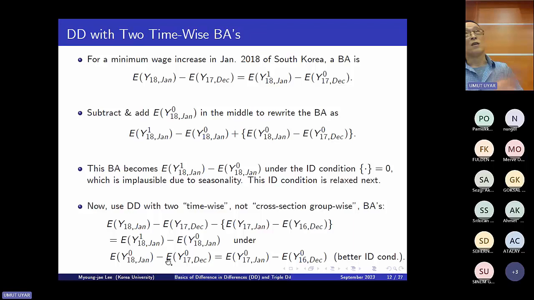So the untreated outcome change over these 2 months is the same as 1 year before. That is more plausible because this is not subject to the seasonality problem. I mean, if there is a seasonality effect, that would be the same. It's more likely that it would be the same as this. So this DD assumption is better than this BA identification assumption.